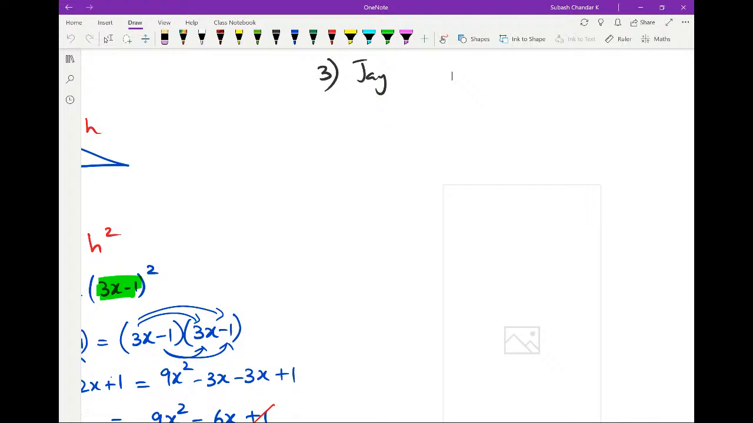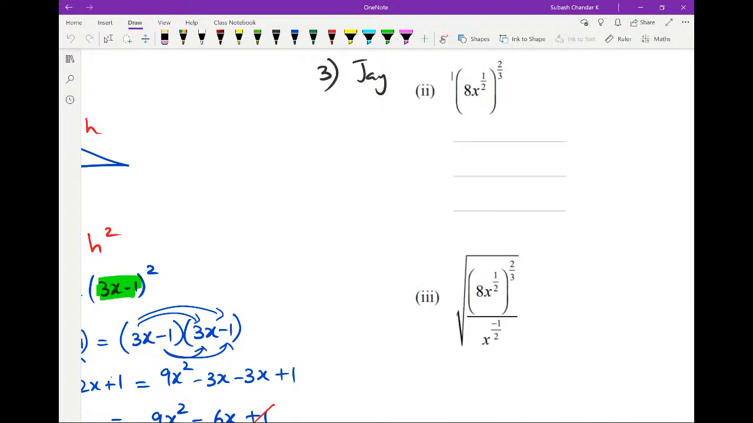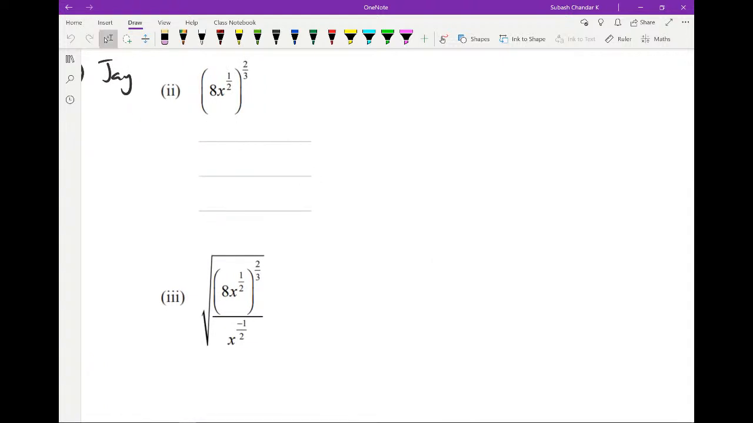There we go. Couple of nice simple ones for you guys.